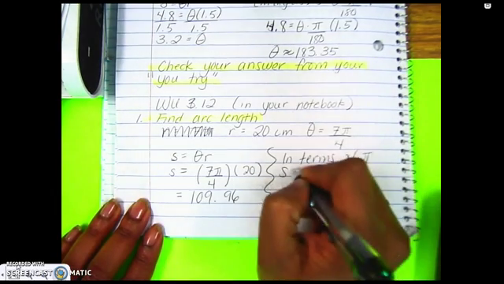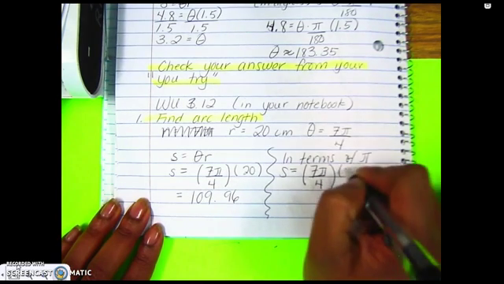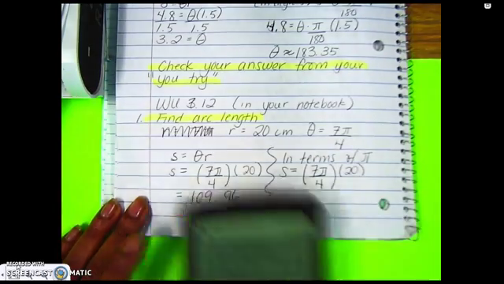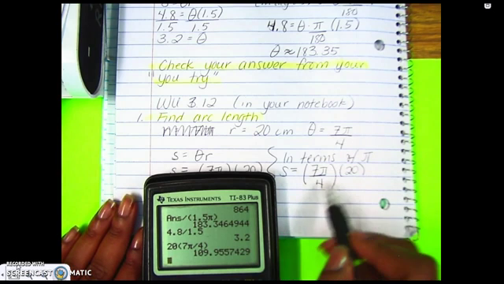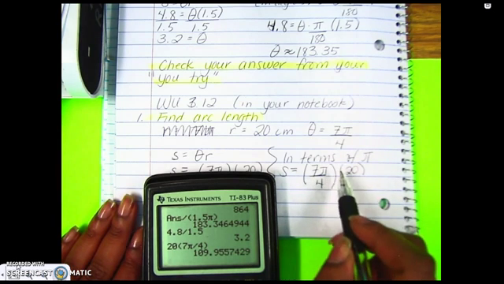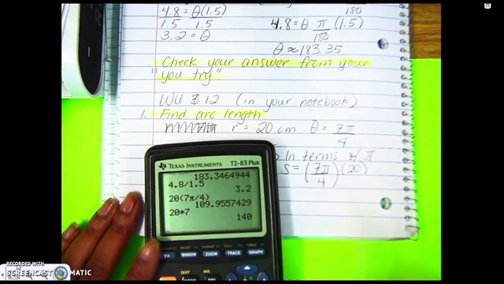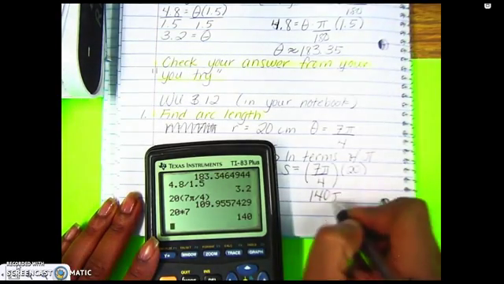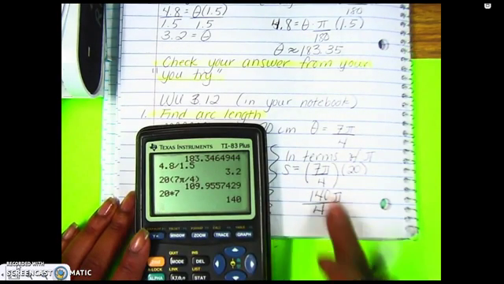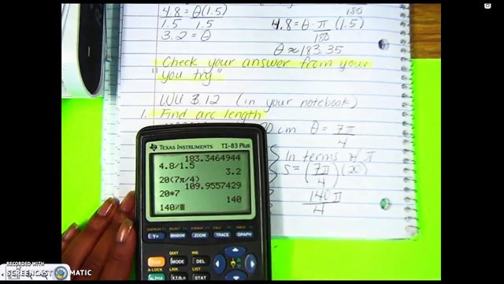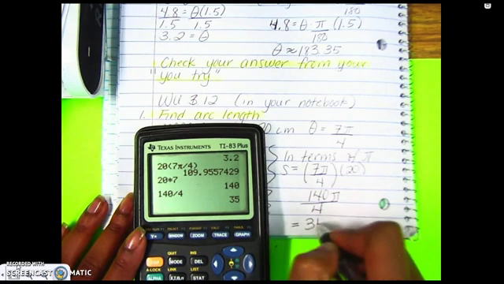Okay, if I have arc length, and I still have 7 pi over 4 times 20. Now, if I want my answer in terms of pi, I'm going to multiply everything and divide by 4, but I'm not going to plug pi into my calculator. I'm just going to multiply 20 times 7. I get 140, so that makes it 140 pi over 4. And then I just need to simplify. Can 4 go into 140? It goes in 35 times. So my final answer is 35 pi.